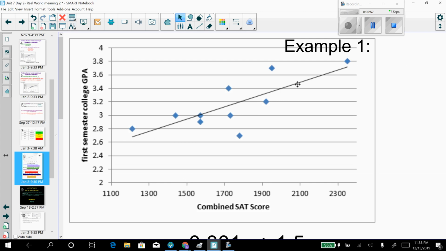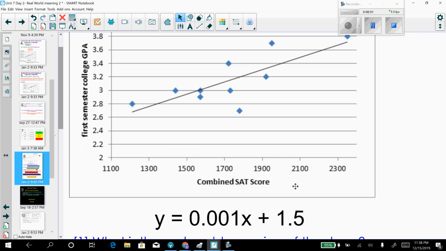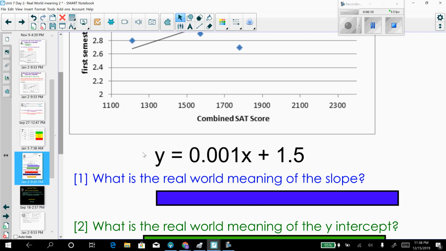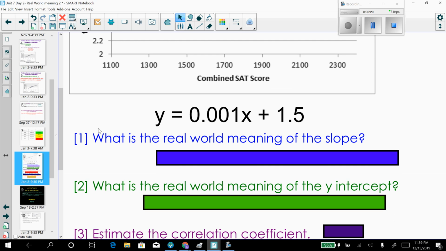All right, welcome back. So here's our example for today. We are looking at the combined SAT score and the first semester college GPA. So here's our prediction line. Y equals 0.001x plus 1.5. So now, first of all, what is the real world meaning of the slope?